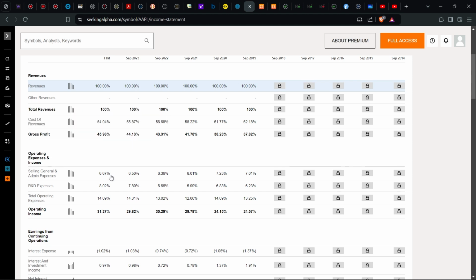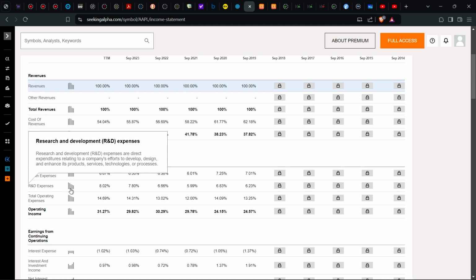As you can see already, this number is very low, and that's good, meaning managing the company and managing these operations isn't costing the company too much, actually less than 10% of the revenues, which is good. And then research and development expenses, R&D. Yeah, it's called R&D, research and development expenses are direct expenditures relating to a company's efforts to develop, design, and enhance its products, services, technologies, or processes.